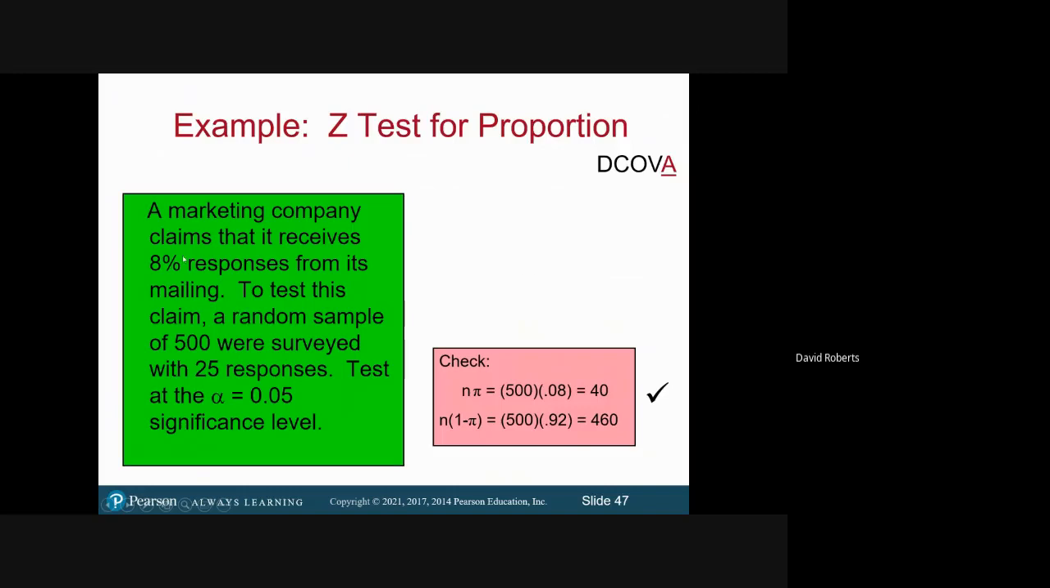So in this particular case, a company claims that it receives 8% response from its marketing. So again, it's in percentage. Now, if it's 0.08, that's proportion, but 8%. So we want to test this claim. There's a random sample of 500 who were surveyed, and 25 responded. So 8% is what you say the population is, but you need to find out what the sample was. So we're going to do that.